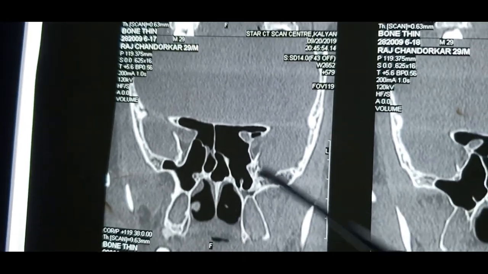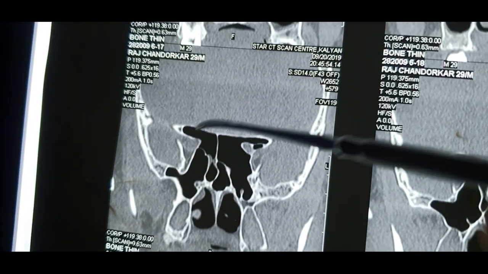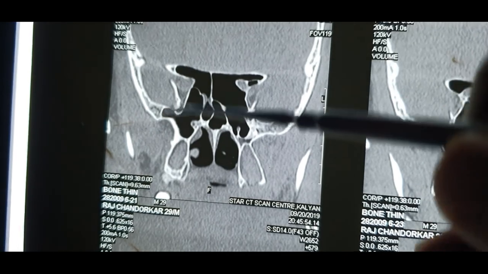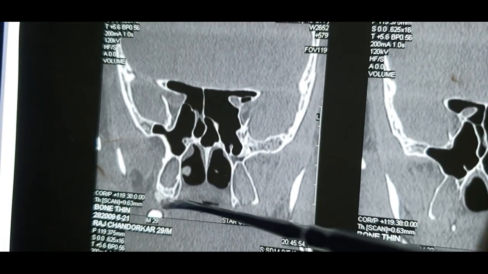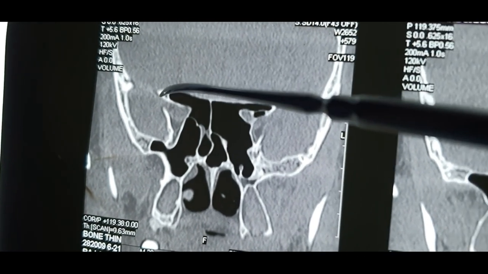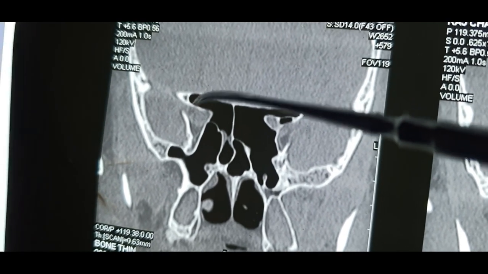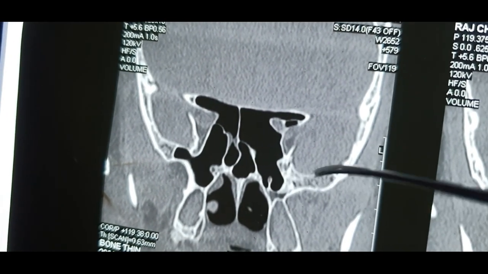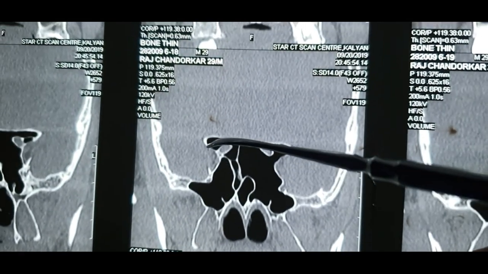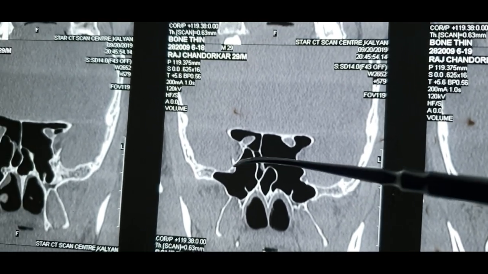Now what is this? This scan. Now, this is the second last scan. Second last row. This scan, this entire structure I'm showing you, this entire structure belongs to the sphenoid bone. This is the lesser wing of sphenoid. This is the greater wing of sphenoid. As you keep on going posteriorly, lesser wing, greater wing of sphenoid.